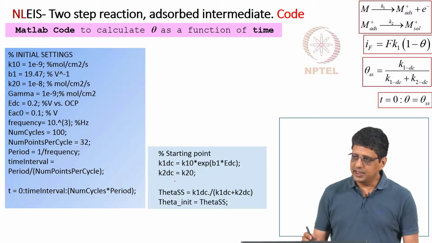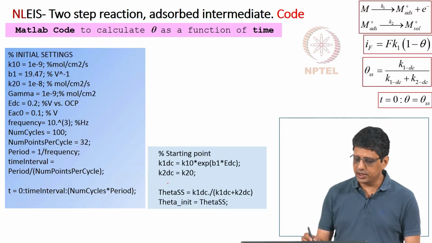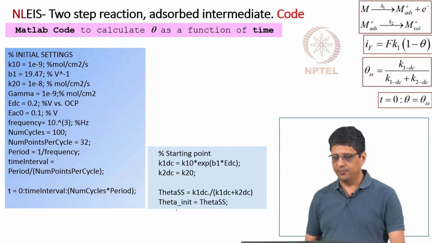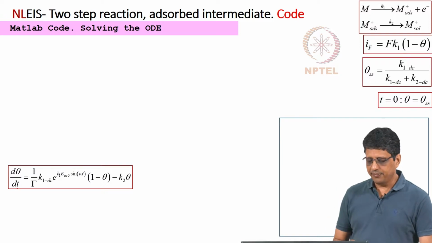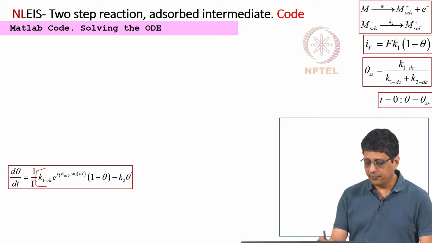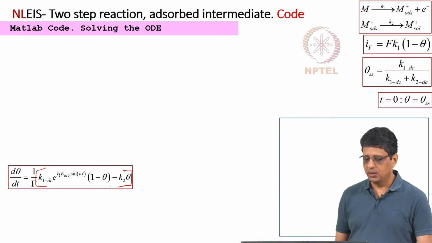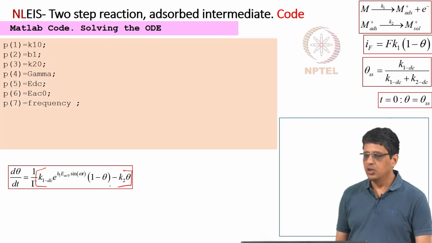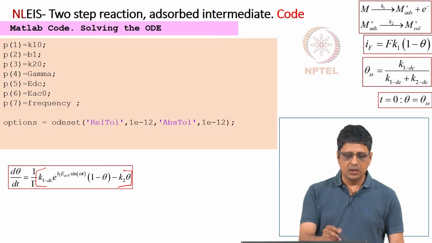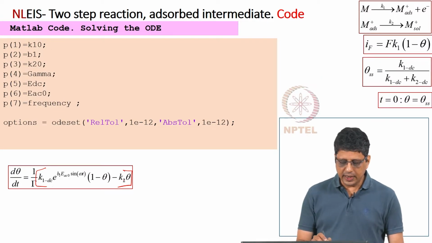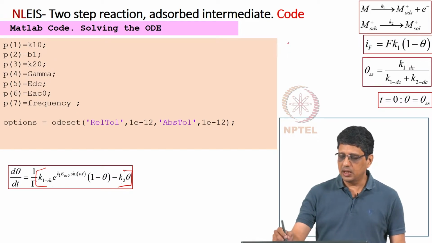And to calculate the steady state value, we can calculate the K1 at DC; K2, of course, is independent of potential. You can calculate the steady state theta value and use that as the initial value. And we want to use this equation d theta by dt and integrate. So, we use a certain set of parameters that are given to the program. We need K10, B1, K20, gamma, DC value, AC value and the frequency. Of course, omega is 2 pi f.